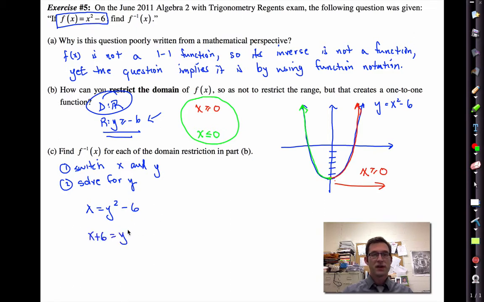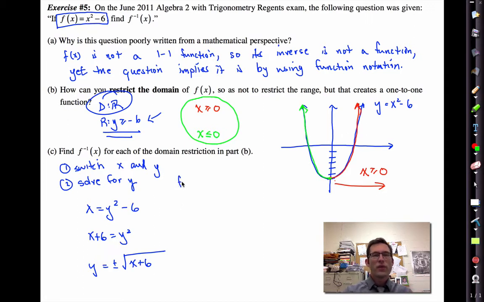Add 6 to both sides. And then take the square root of both sides. Now that gives me 2 answers. y equals plus or minus root x plus 6. Now which one goes with which? All right, now this is some wonderful logic. So especially if you're one of my students, I do expect you to really, really grasp this logic, okay? So let's play around with it.